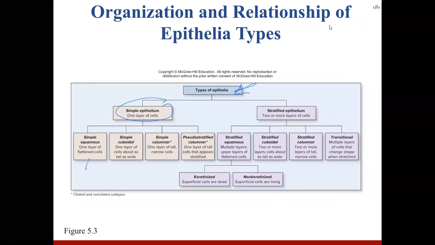So then we have simple squamous, simple cuboidal, simple columnar, and they're putting this pseudostratified under there because it really is just one layer. It looks like it might be stratified, but it's not really. Okay, now stratified means we have more than one layer. So then we have stratified squamous, and we actually break it down into 2 layers, and I'll show you that in a minute. Okay, stratified cuboidal, stratified columnar, and then transitional.